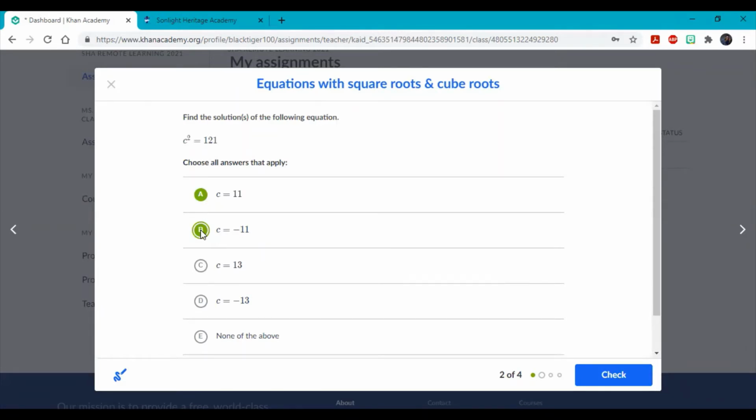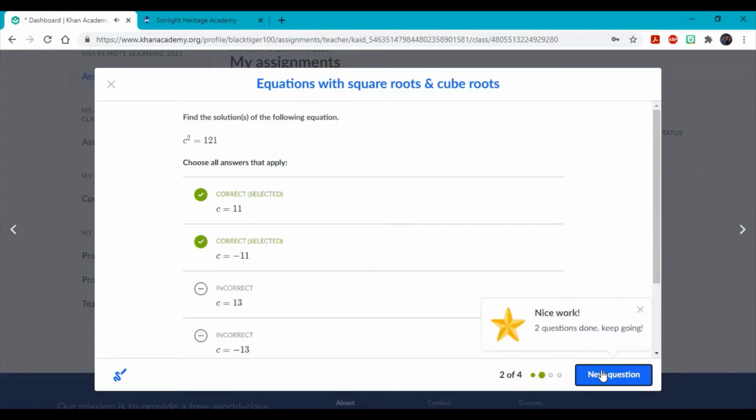Now, of course, 13 times 13 is not 121. If you put that in your calculator, you will get 169. So if C isn't correct, then D isn't correct either. And of course, we have selected 2 of the above, so E, none of the above, would not be correct. So let's check our answer here. And that is correct. Let's move on to the next question.